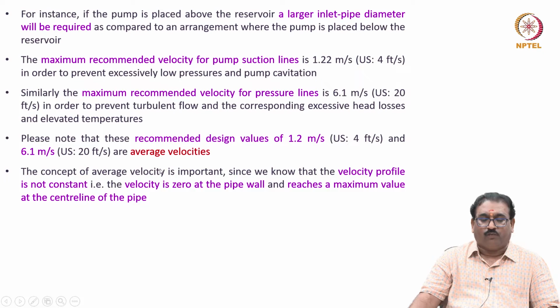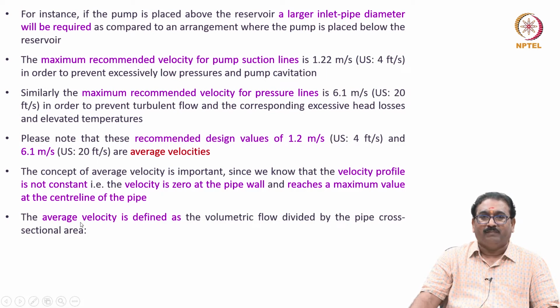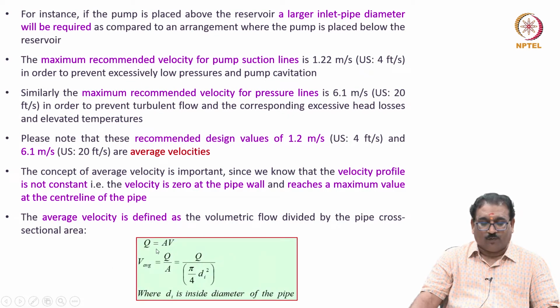meaning the concept of average velocity is important, since we know that the velocity profile is not constant through the pipes. That is, the velocity is 0 at the pipe wall and reaches a maximum value at the center line of the pipe. The average velocity is defined as the volumetric flow divided by the pipe cross sectional area, that is Q = AV. Already we know the continuity equation. V average is equal to Q/A. Here A is π/4 di². di is the inside diameter of the pipe.